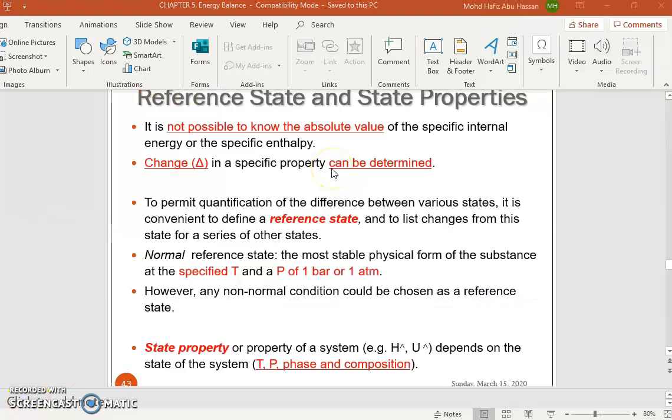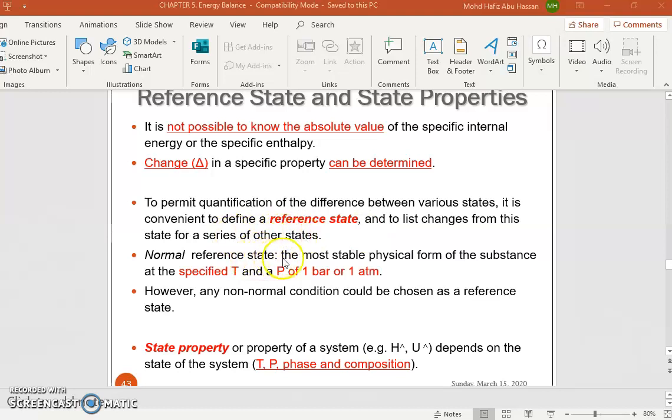Okay, now let's proceed to the next subtopic, where we have reference state and state properties. It is not possible to know the absolute value of the specific internal energy or the specific enthalpy, so we need to find the change in specific property. To permit quantification of the difference between various states, it is convenient to define a reference state and to list changes from this state for a series of other states.